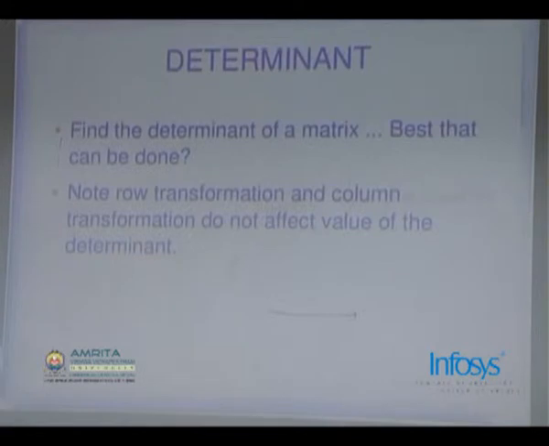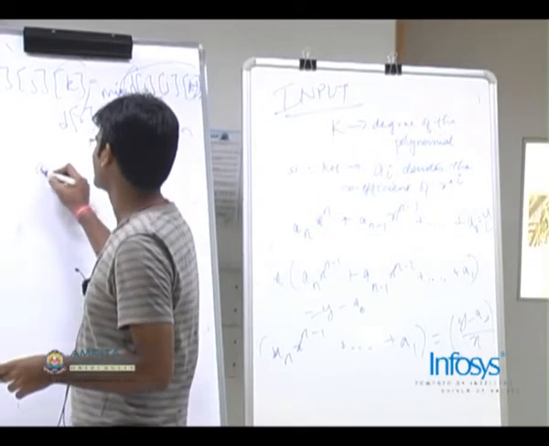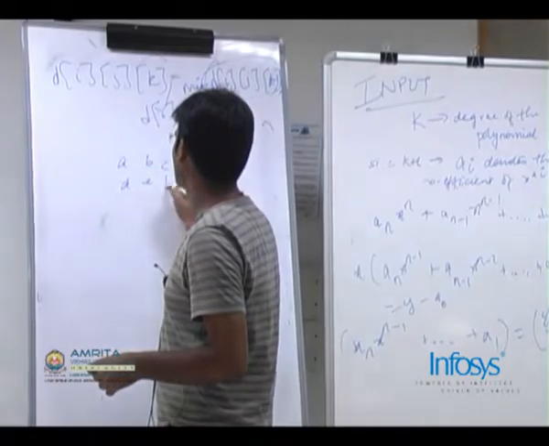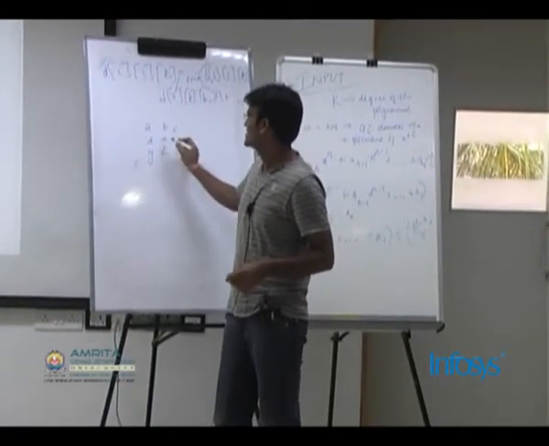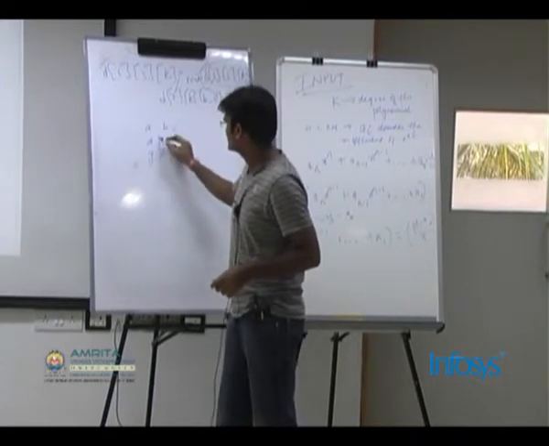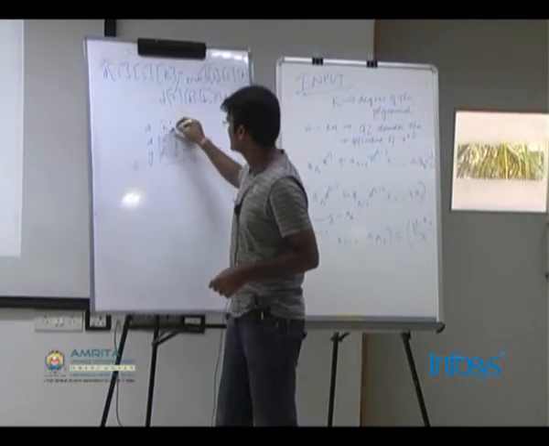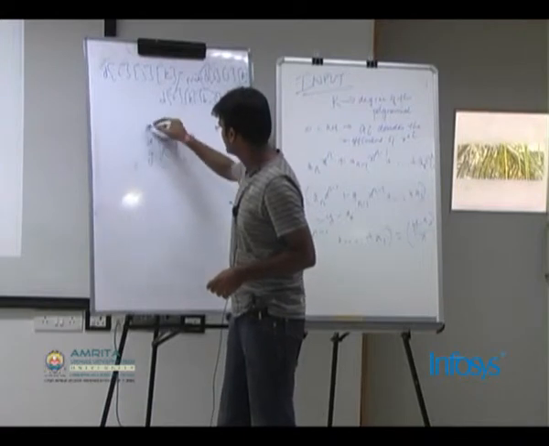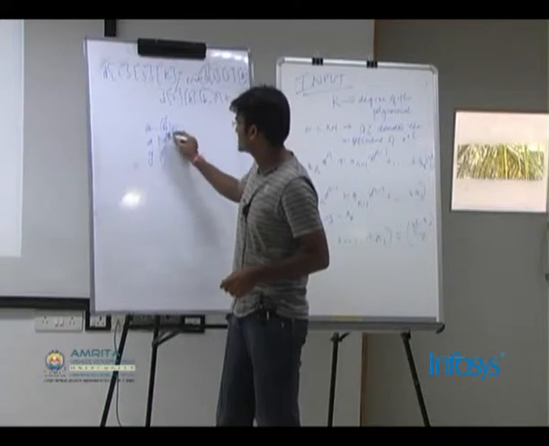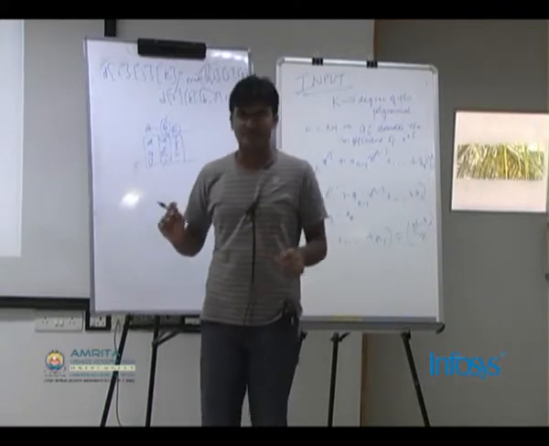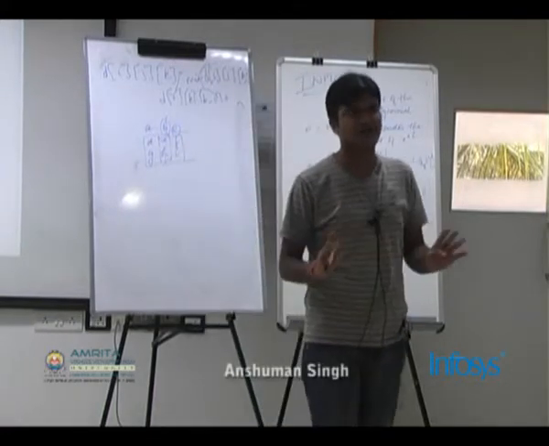So, can anyone suggest any method how you can actually find out the determinant of a matrix? See, so what he's saying is that if you have something like this, then your answer is actually A into determinant of this matrix minus B into determinant of this matrix and plus C into determinant of this matrix. This I expect you to know, so I won't be explaining this.